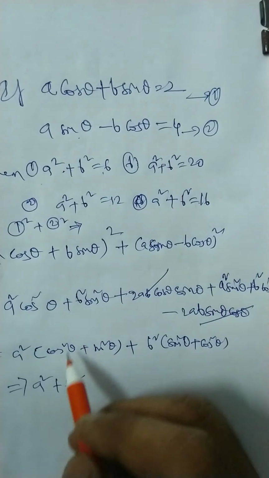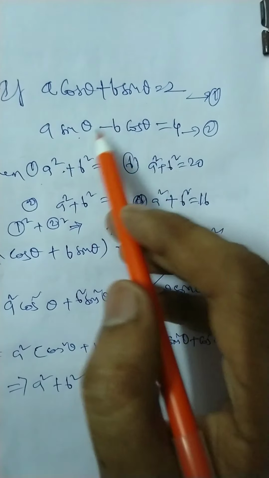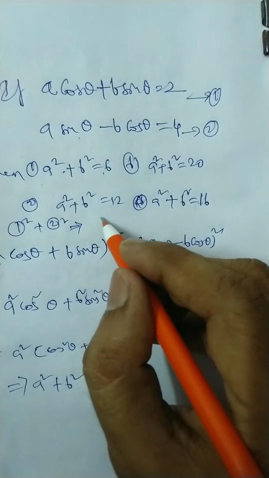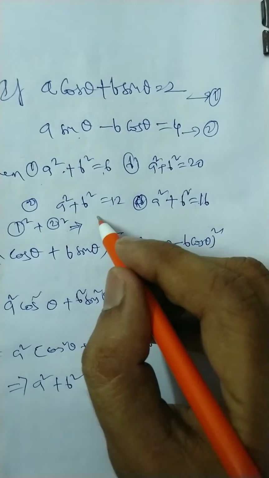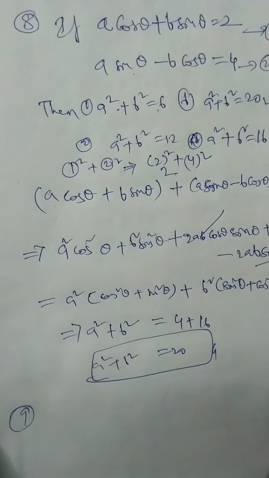So all this calculation is on the left hand side. For the right hand side, what is the value we have? 2 square plus 4 square, so that is 4 plus 16. The value is 20. So a square plus b square is equal to 20. This is the right option. Now see another problem.